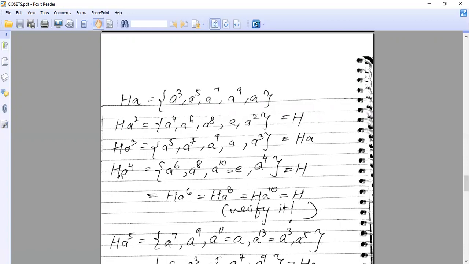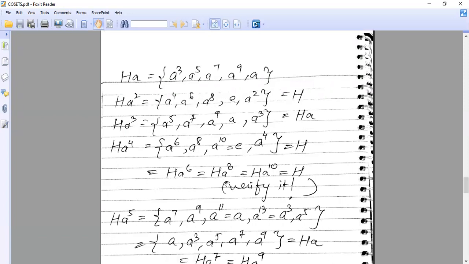So HA to the power 4, we are multiplying it to the power 4 with all the elements of H. So this is basically equal to H. Similarly, you can find that HA to the power 6, HA to the power 8, and HA to the power 10, these all will give you H.